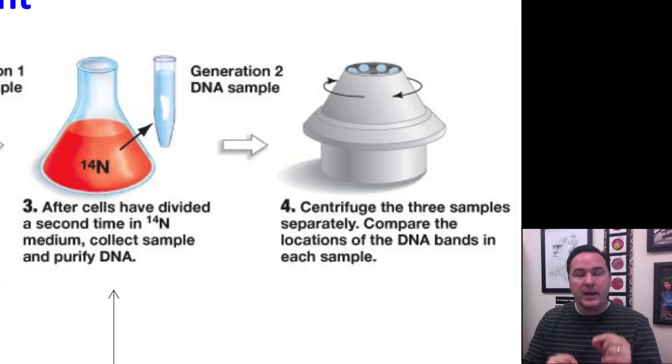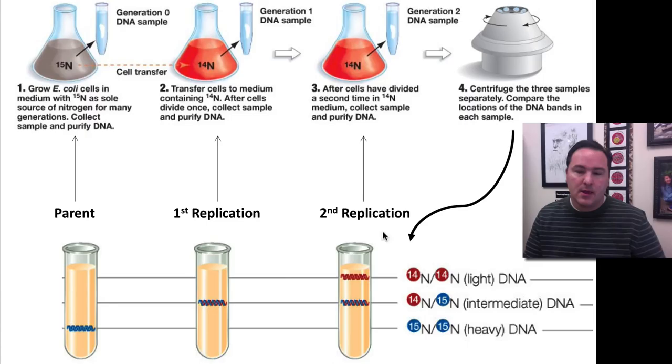And here were the results. The parental sample had one band, and I've colored the band now just so that it's easier for you to see. The blue bands refer to the heavy nitrogen, and the red bands refer to nucleotides that contain the regular nitrogen 14. And so what they saw is that there was just one band further down in the vial. The first replication vial had a band about halfway up, and then the second replication vial had a higher band, and then a band at the same place as the first replication vial.